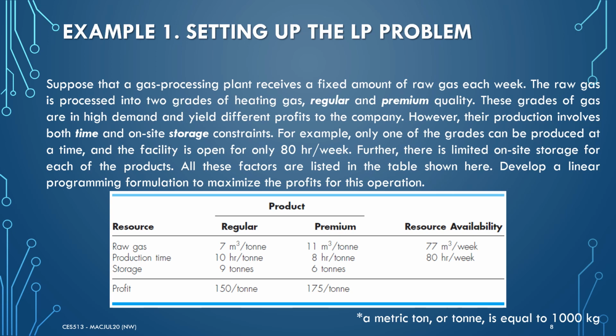For example, only one of the grades can be produced at a time, and the facility is open for only 80 hours per week. Further, there is limited on-site storage for each of the products. So this is also a constraint. All these factors are listed in the table shown here. Develop a linear programming formulation to maximize the profits of the operation. So given here is a table of factors that are involved in this problem.